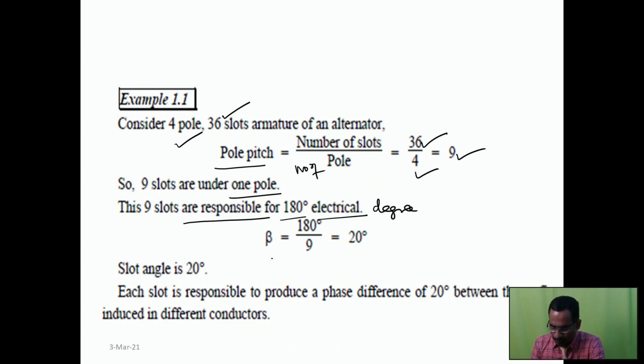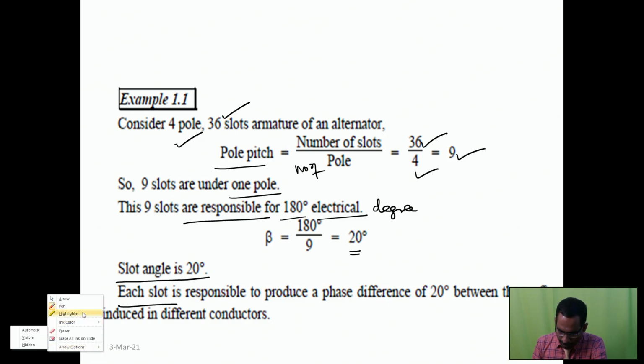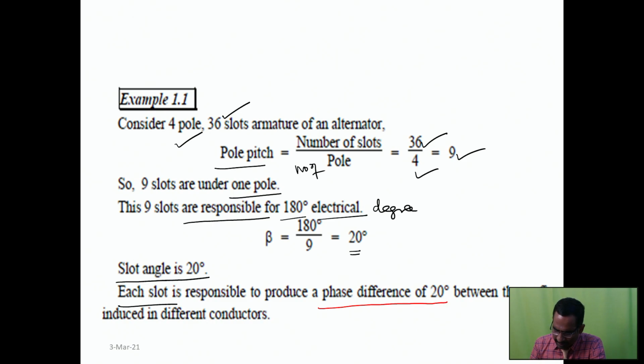These 9 slots are responsible for 180 electrical degrees of the waveform. So beta is equal to 180 by 9, I will be getting 20. This beta is nothing but my slot angle. So what does it mean? Each slot is responsible for producing a phase difference of 20 degrees between the EMF induced in the different conductors. So here we are calculating the pole pitch and the slot angle.